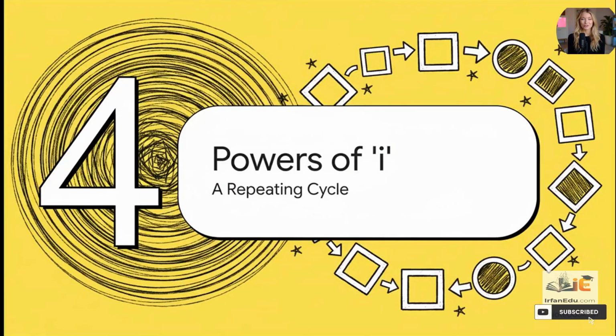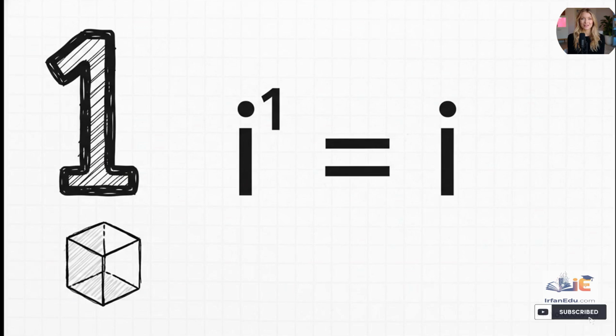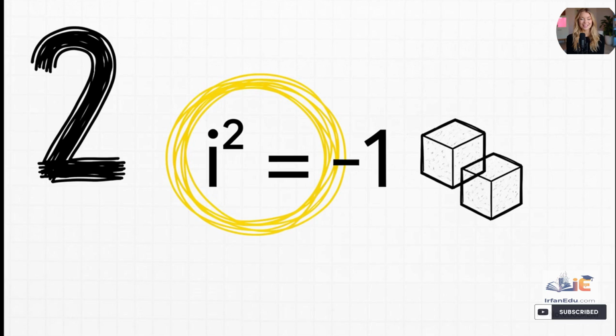So beyond the basic operations, i has another really cool property. It's this beautiful, surprisingly simple pattern that pops up when you raise it to different powers. And once you see it, calculating huge exponents becomes ridiculously easy. Let's just watch this pattern unfold. So i to the power of 1 is, well, it's just i. Easy enough. Next up, i squared. We know this one. It's our fundamental rule.